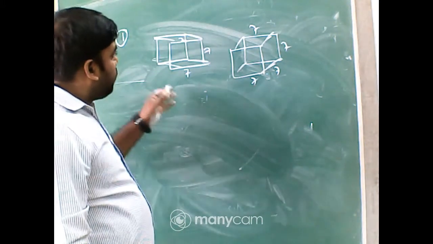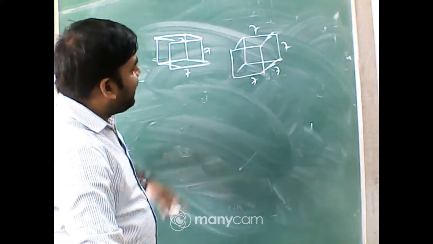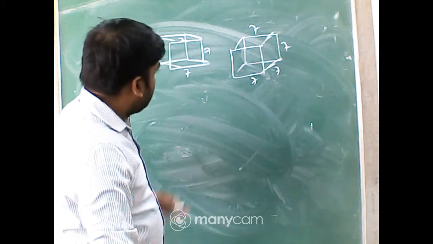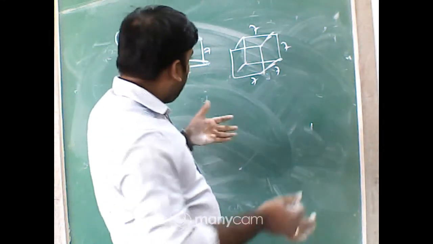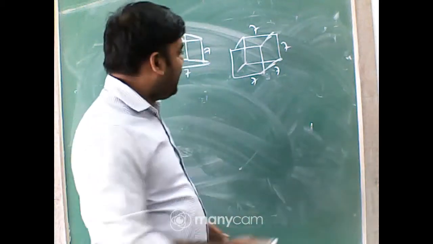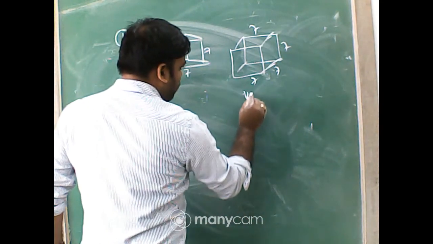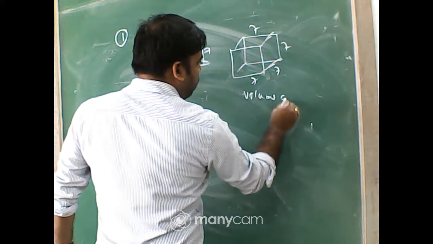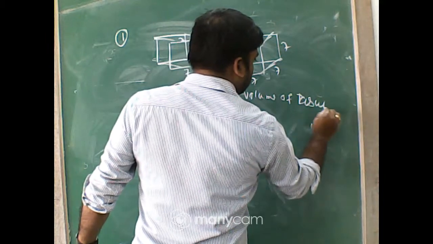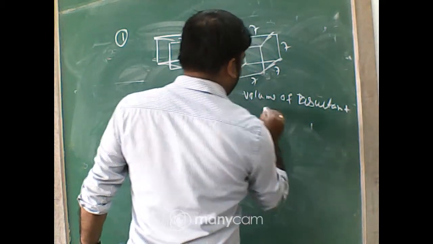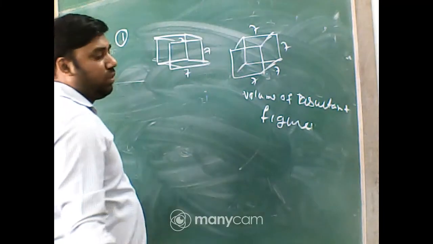Two cubes are there. Each of them has sides or edges of 7 centimeters. Now, if these two cubes are joined, then what will be the volume of the resultant figure? Quickly solve it.